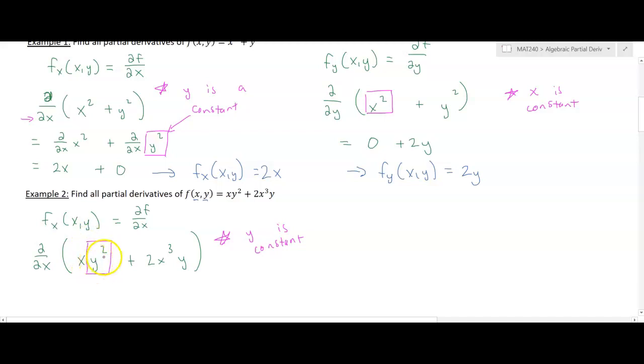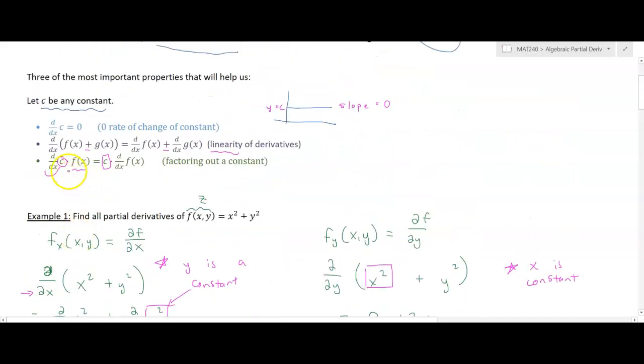Same thing over here. If y is constant, then that is a constant right there, as well as this 2 is also a constant. So because this is x multiplied by a constant, when I take the derivative of this term, I'm going to be able to factor that constant out. And that results from property 3 here, that the derivative of a constant multiplied by a function is equal to the constant multiplied by the derivative of the function.